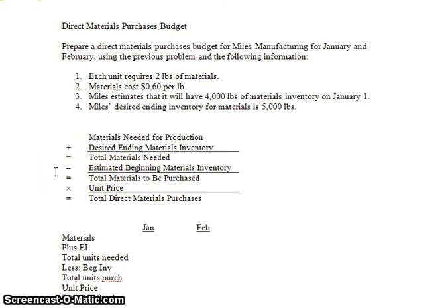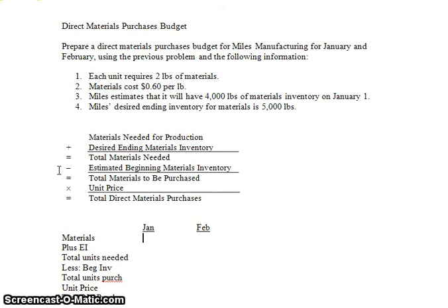We say to ourselves, well, we need so many to make our product. We want to have so many left over at the end of the month. But how many do we have on hand already? Let's back that number out. And that tells us how many we have to buy in this month. And this is important because you have to make these purchases. You have to give this to the purchasing department.